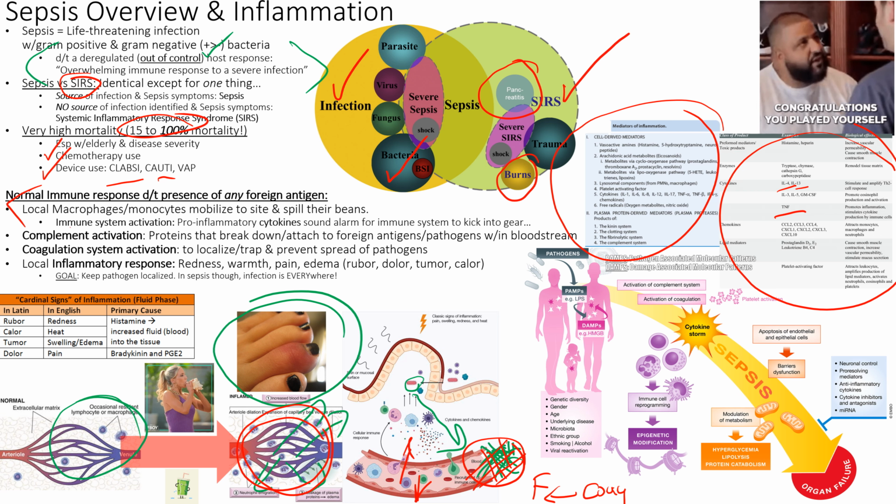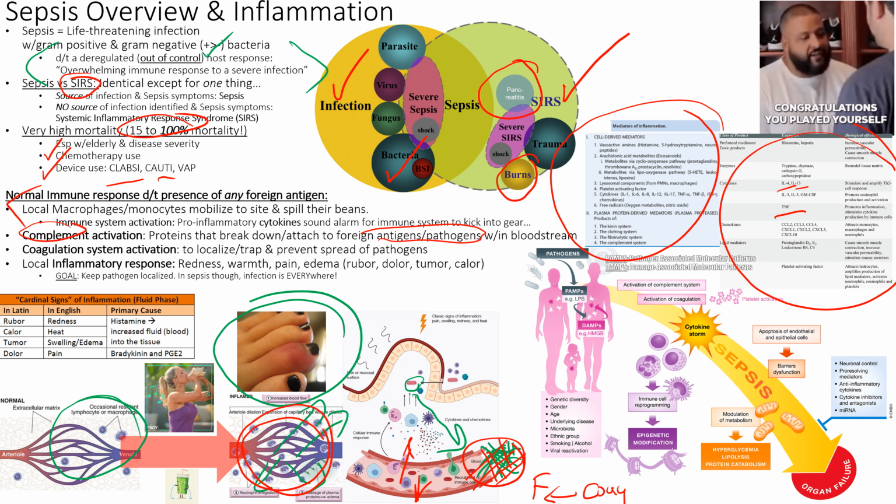Okay, so we talked about complement activation, all these cytokines and everything, all these different chemical mediators go through the whole body, right? And then we have the coag system, as mentioned, is going to get activated. And then this inflammatory response is everywhere, right?